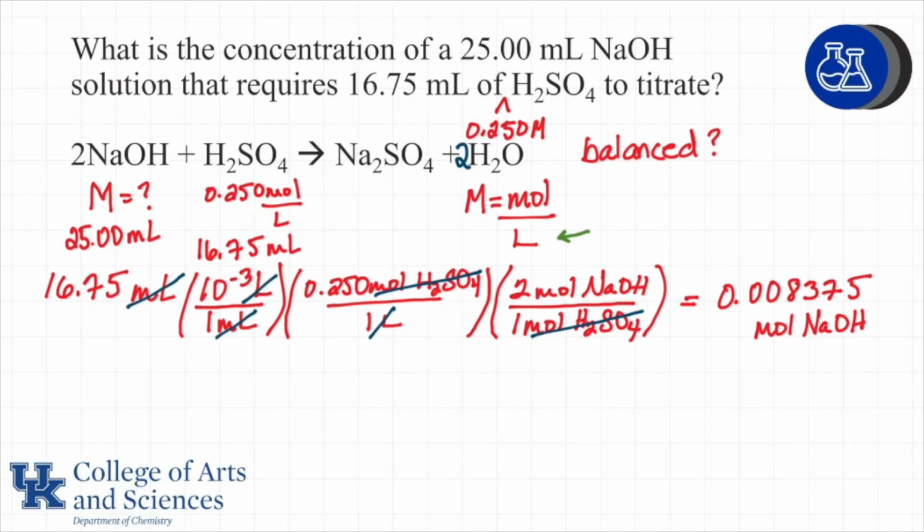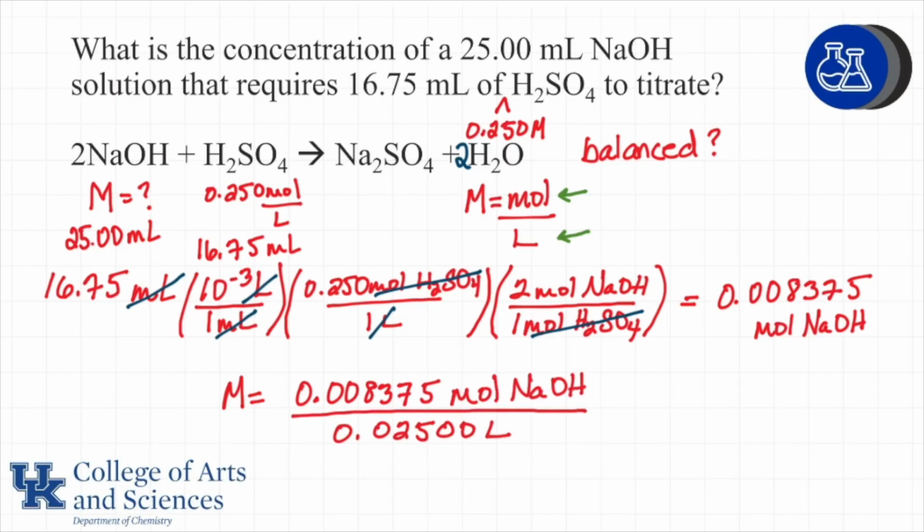But remember, that's not my answer. That's the moles, and I want to find molarity. Now, I have my moles, I have my liters, so I can calculate the molarity. And I end up with 0.008375 moles of NaOH over 0.02500 liters of my NaOH solution. And I find I have 0.335 molar NaOH solution.